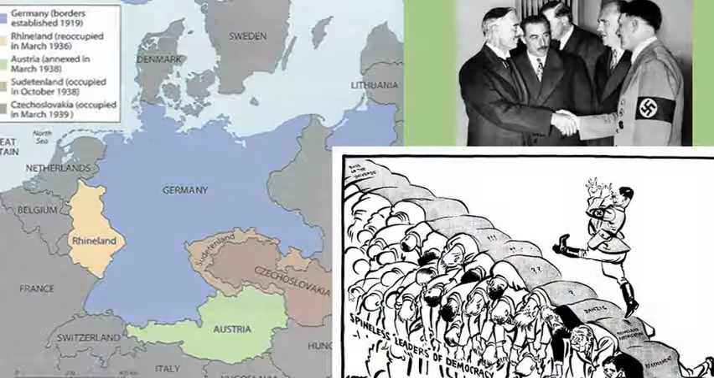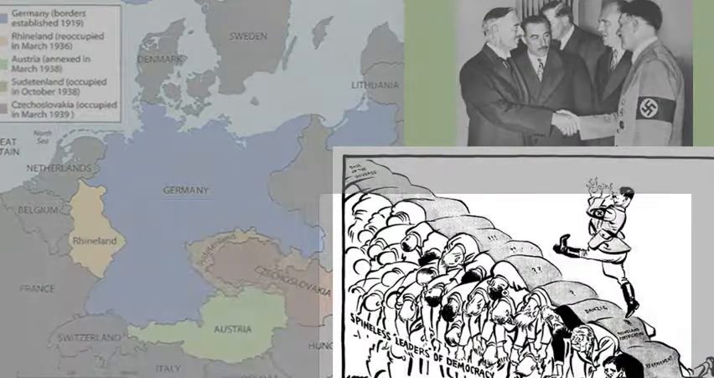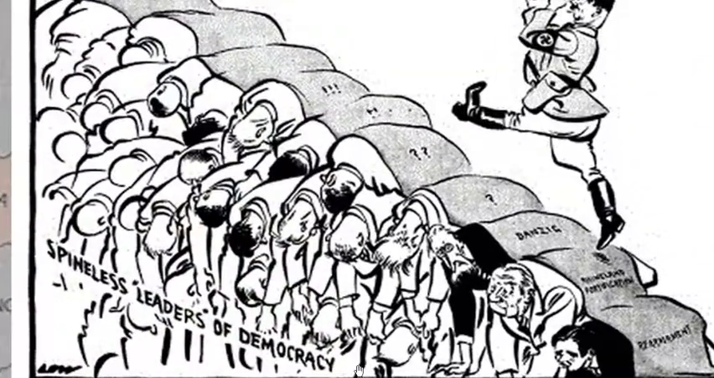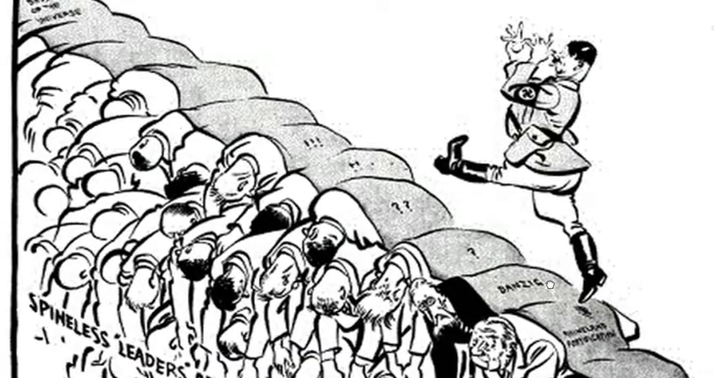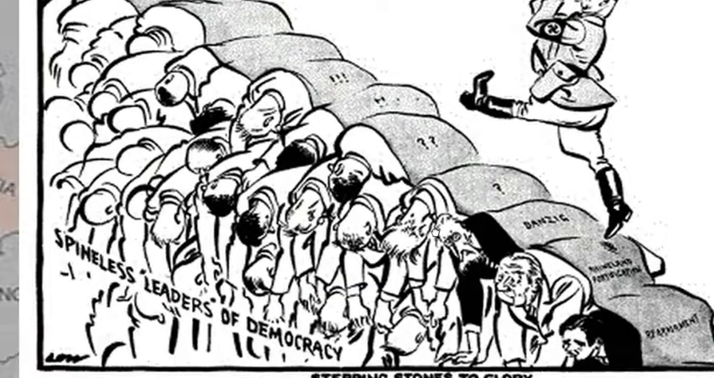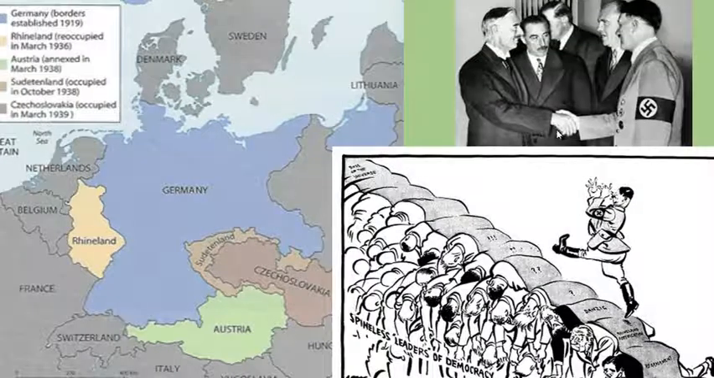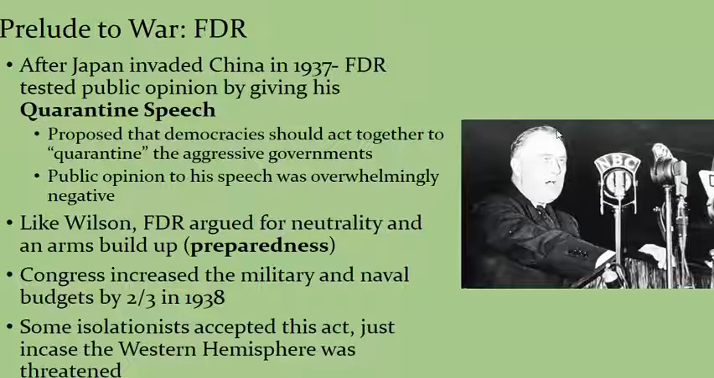This is a really good political cartoon because you can see the spineless leaders of democracy and the stepping stones of glory. And that Hitler, they're all bending over. They're just letting him do whatever he wants. And he's mocking them. He's like, they're not going to do anything about it. That's how I want you to remember that. Okay, so Munich Pact, those Western powers allow Hitler to take over the Sudetenland.